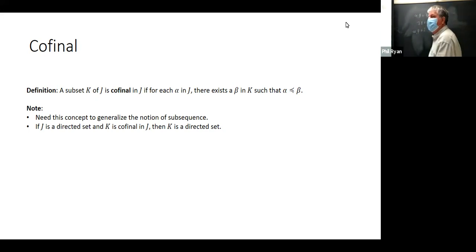Then how do we get an upper bound in K? Because delta is in J, and K is cofinal, there exists a gamma in K such that delta is less than or equal to gamma. But alpha is less than or equal to delta, so by transitivity, it works for those elements alpha and beta. Okay. Excellent.